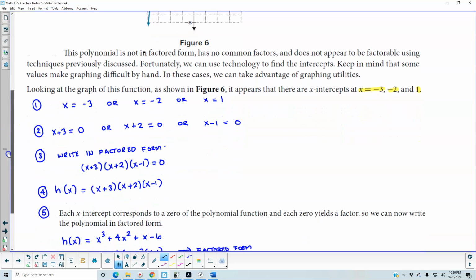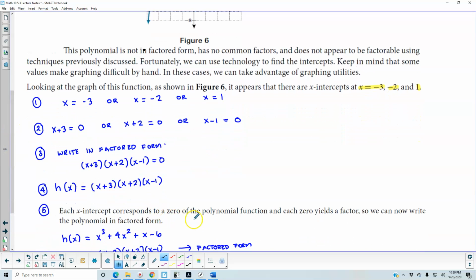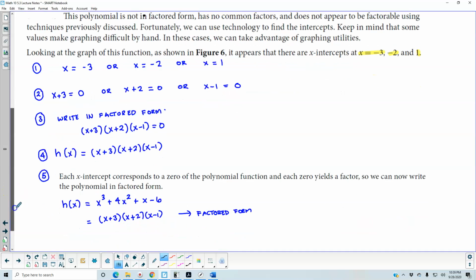Now each x-intercept corresponds to a 0 of the polynomial function, and each 0 yields a factor. So we can now write the polynomial in factored form. The original form was h of x is equal to x cubed plus 4x squared plus x minus 6. But now writing this in factored form, it's x plus 3 times x plus 2 times x minus 1, from what we solved in step number 4.